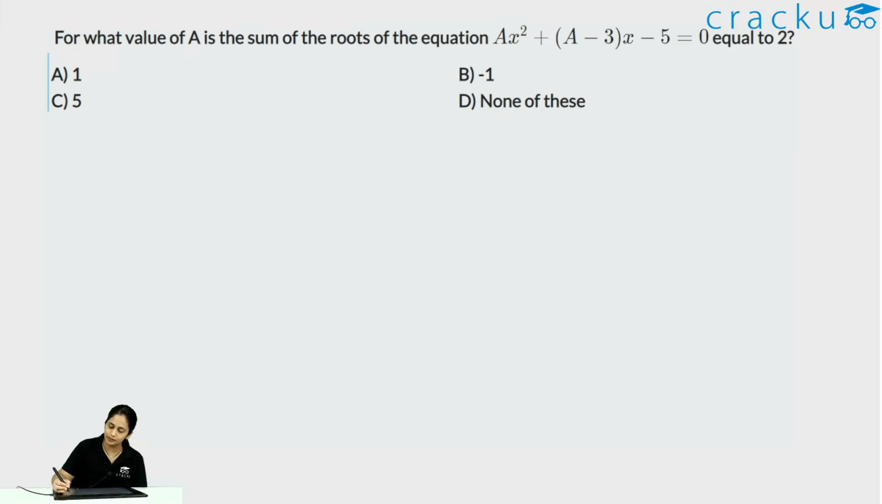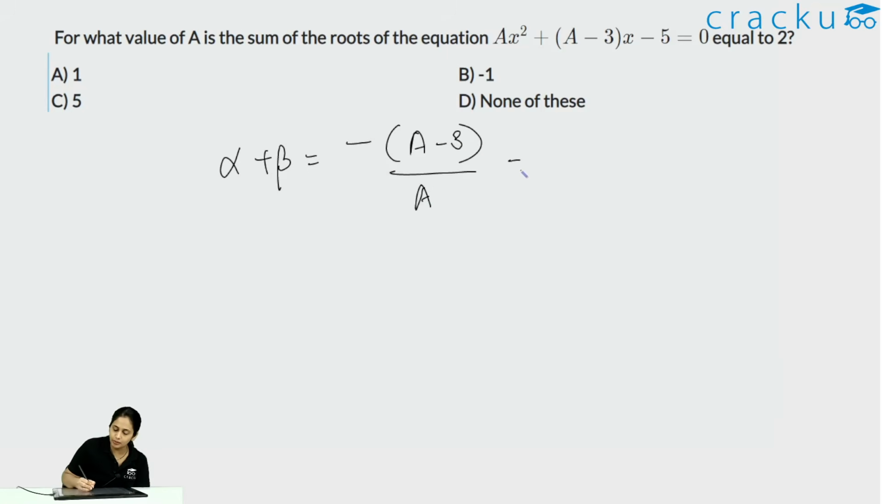So consider the following question. For what value of a is the sum of the roots of the equation equal to 2? So what is the sum of the roots of the equation? In this case, alpha plus beta, that are the roots of the equation, will be equal to minus of a minus 3 divided by a.